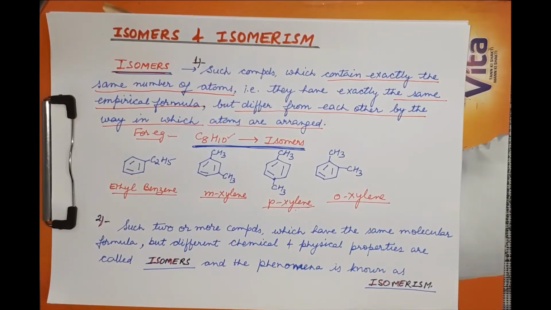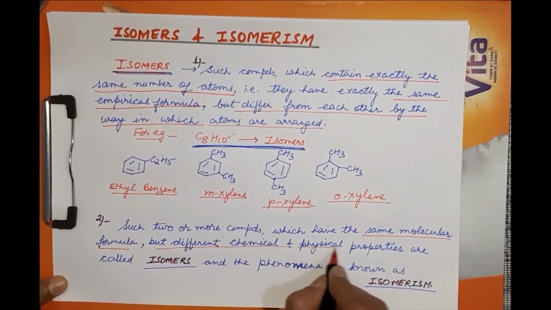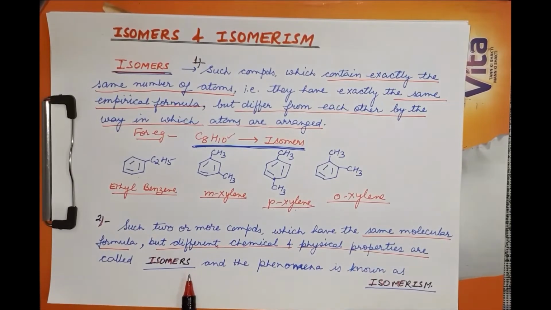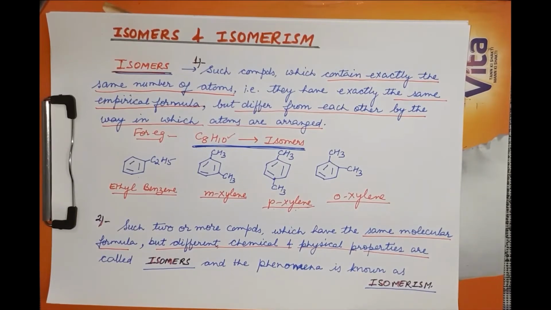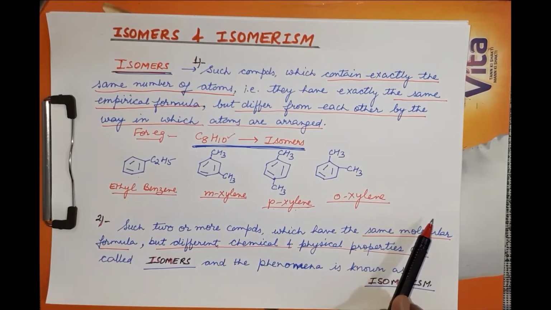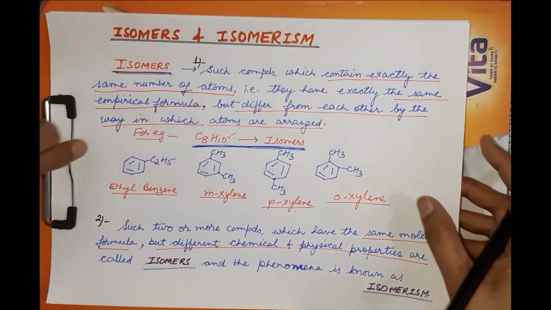So this is one way we can understand it. And second, we can say isomers are 2 or more compounds which have the same molecular formula but different chemical and physical properties, and the phenomenon is known as isomerism. Because we have seen all of them have different arrangements of atoms, they are totally different from each other. All 4 of them are different, and thereby they have different chemical and physical properties. So all these 4 are called isomers, and this entire phenomenon is known as isomerism.